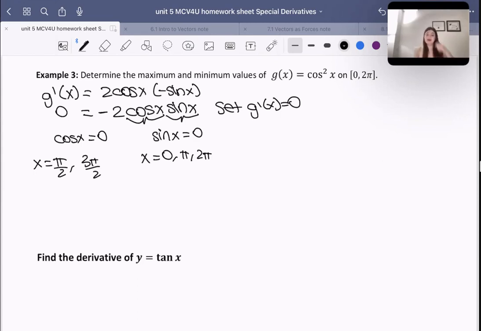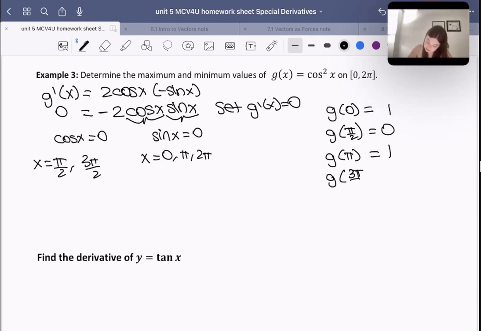So now let's figure out what's maximum and what's a minimum, okay? So we have g of 0, where we're going to get 1. We have g of pi over 2, where, if we put in cosine squared pi over 2, we get 0. Then we get g of pi, where we get 1 again. Then we have g of 3 pi over 2, where we get 0 again. And then we have g of 2 pi, which is 1.